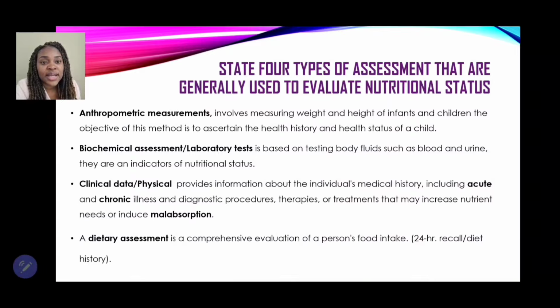So if the question had asked to list 4 types of assessments that are generally used to evaluate nutritional status, you could have written just anthropometric measurements, biochemical assessments, clinical data, and also dietary assessment. But because it asks you to state, you have to write a brief description of that particular assessment, right?